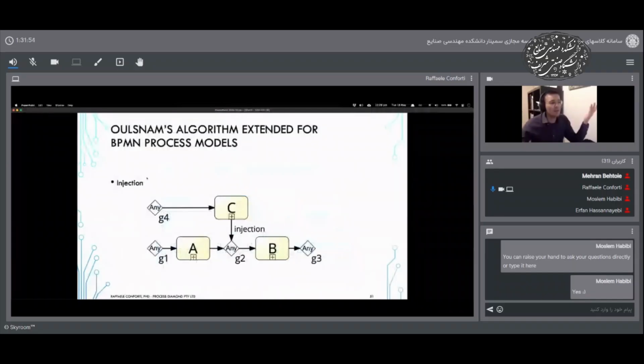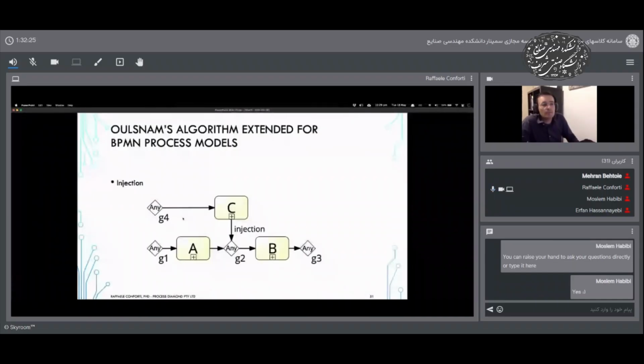So let's say you have a situation like this. You have some gateways. It doesn't matter what type of gateways we have. It could be any type of gateways. But I identify a structure like this, so that I have an activity, so let's say potentially 2 activities in a sequence, A and B. And in between these activities, there is a path that through C jumps exactly in between.